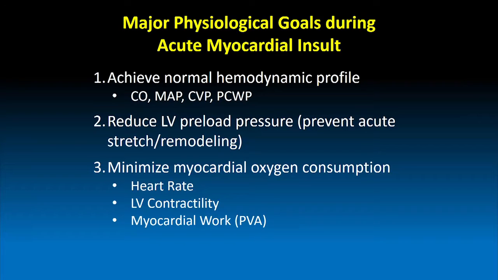I think we want to reduce LV preload as a separate issue to prevent the acute stretch that really leads to the remodeling. And we've already touched on many times, we want to minimize oxygen consumption, and Dr. Braunwald already summarized the major contributions to oxygen consumption being heart rate, LV contractility, and then myocardial work. Now, there are many prior experiments and people involved with limiting the use of mechanical circulatory support to minimize myocardial infarction.